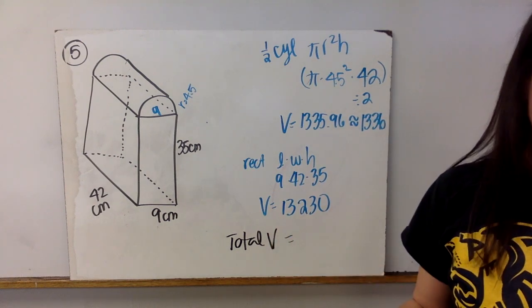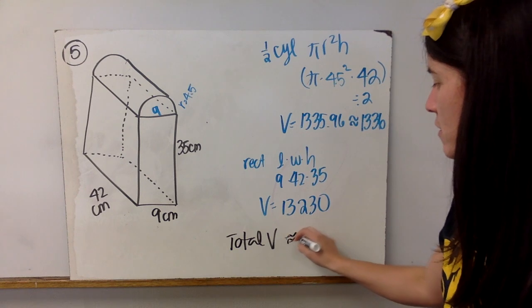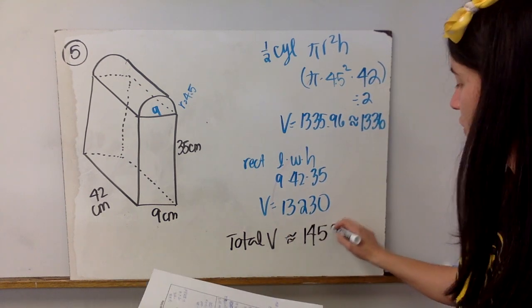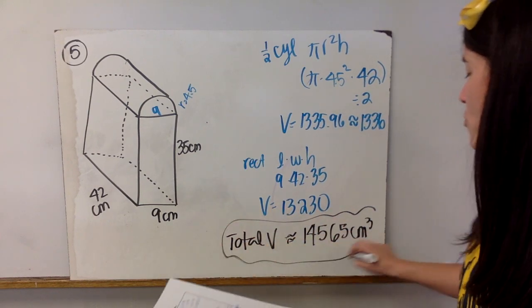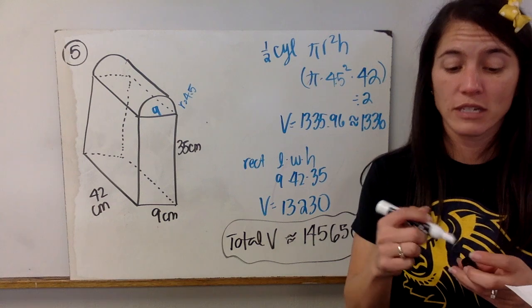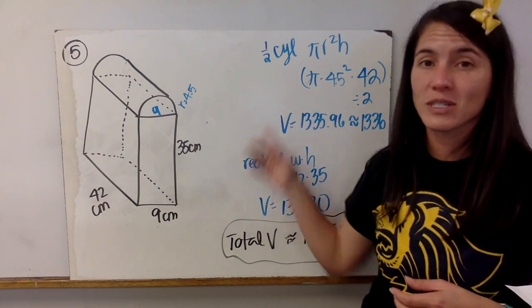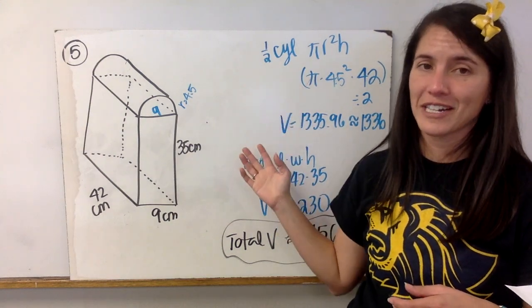Total volume is about, because we rounded, 14,565 centimeters cubed. Now, maybe you didn't round. Maybe you rounded to nearest 10th or you rounded to nearest 100th. But if you were able to see that this is half the cylinder, that was the key, that you do half the cylinder and the rectangular prism.